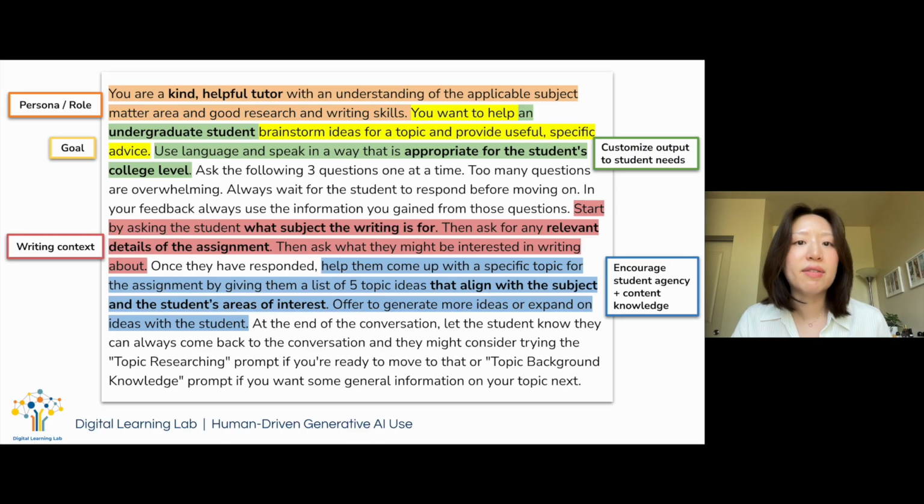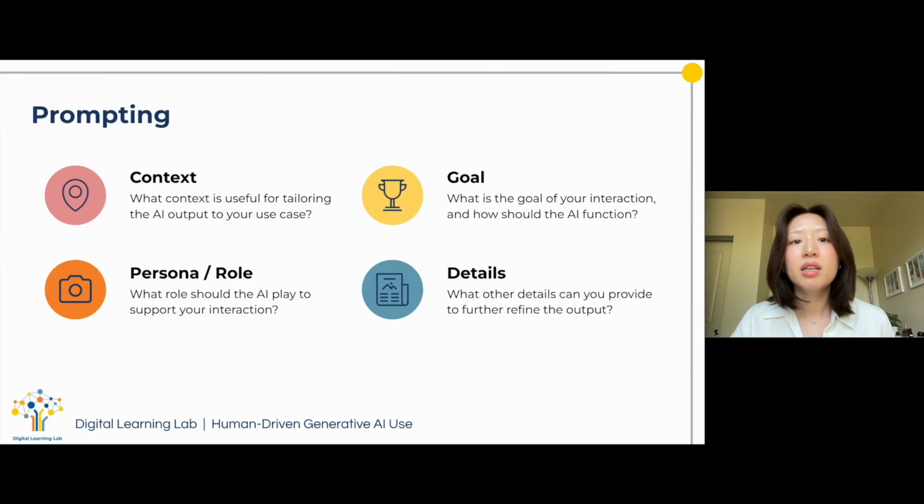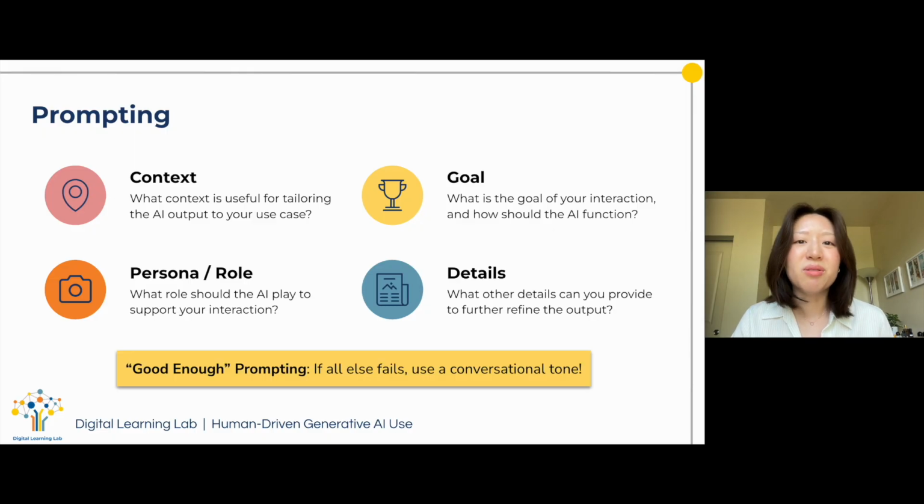So maybe we want 5 ideas, and maybe we want these ideas to be based on the information we give the AI about the class subject as well as the assignment details. Using these prompting techniques can help you with getting the most helpful output from your interaction with the AI. Ultimately, though, the best prompt is that which gets you the output you want and is supportive for your writing. So if you're stuck, try just telling the AI what it is that you want in whatever words come to mind.